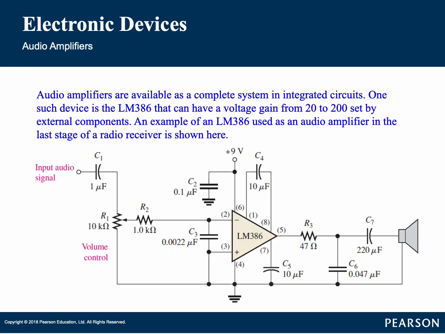Audio amplifiers are available as a complete system integrated circuit. One such device is the LM386 that can have a voltage gain from 20 to 200 set by external components. An example of an LM386 used as an audio amplifier in the last stage of a radio receiver is shown here in this figure.